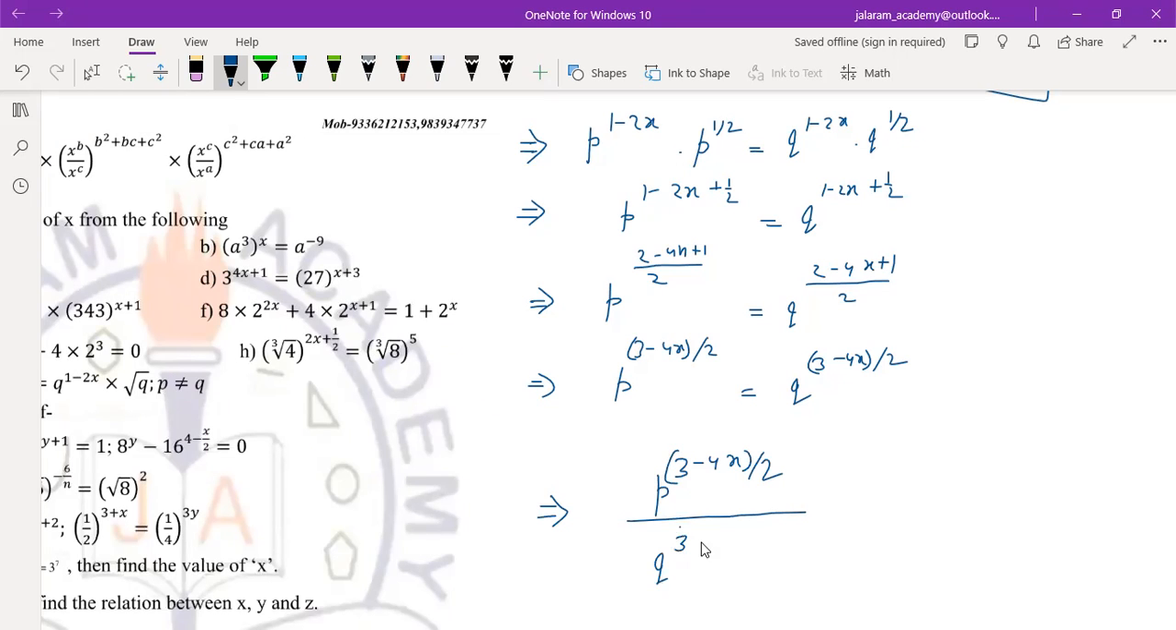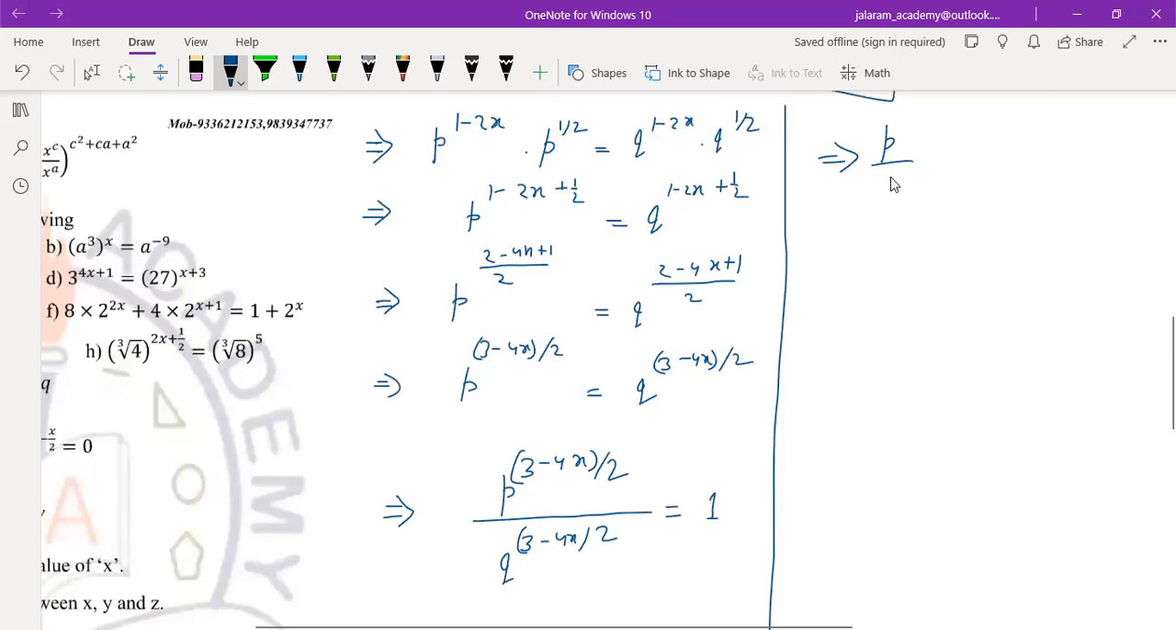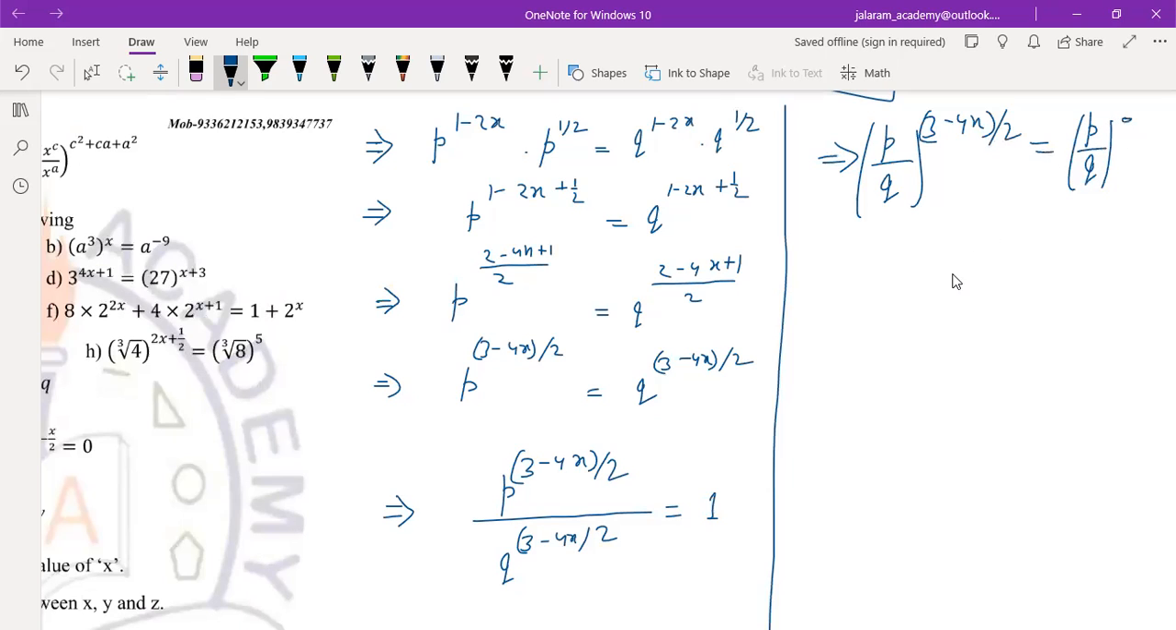How to write them in same side? Divide this left hand side by right hand side. So what will be the term in the right hand side? Can you divide both sides by Q to the power 3 minus 4x upon 2? It will be 1. So it implies P by Q whole to the power 3 minus 4x upon 2 equals to what? P by Q whole to the power 0. Is that clear to you? Yes, sir. Now bases in both the sides are equal.